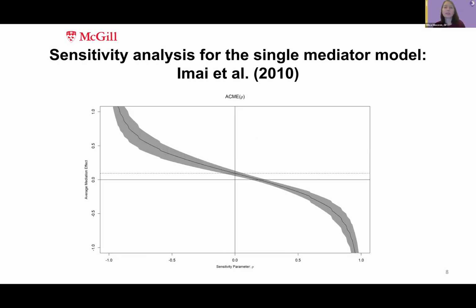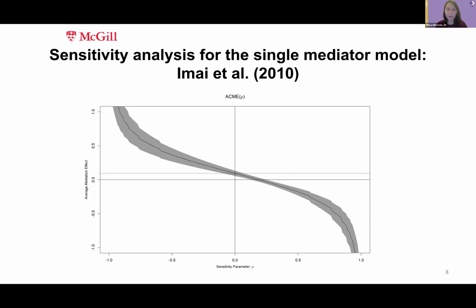Another conceptualization of a sensitivity analysis is in terms of the correlated residuals in the model for the mediator and the model for the outcome. So that's the parameter we have on the x-axis here, that's rho. And then on the y-axis, we have the average mediated effect. Here, the dotted line represents the indirect effect observed in the data. And then the portion of where the line with the confidence bound crosses the x-axis is the size of the correlation between the residuals that would be required to nullify the observed indirect effect.